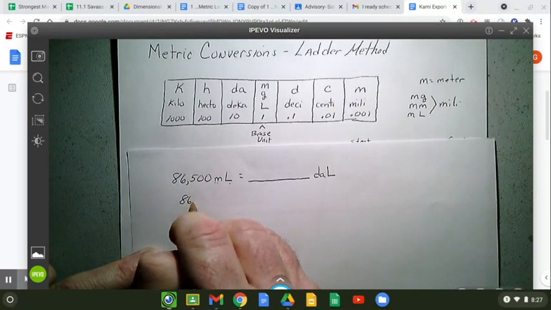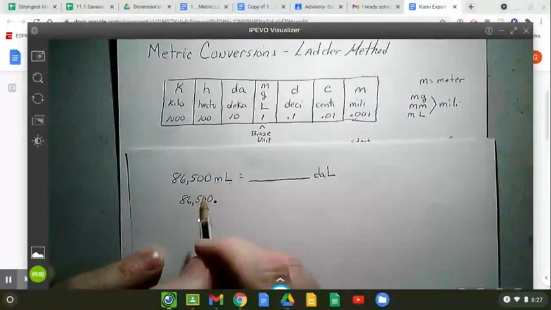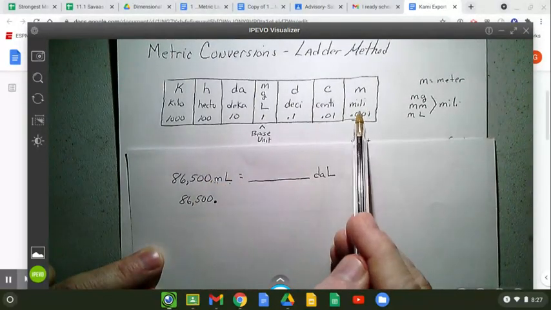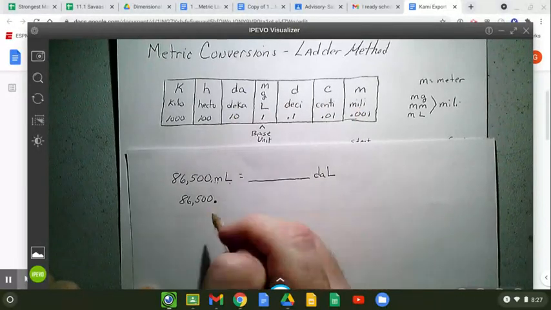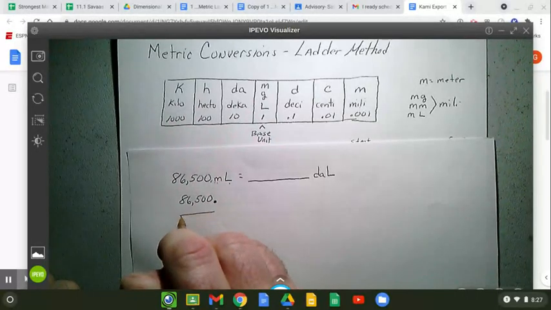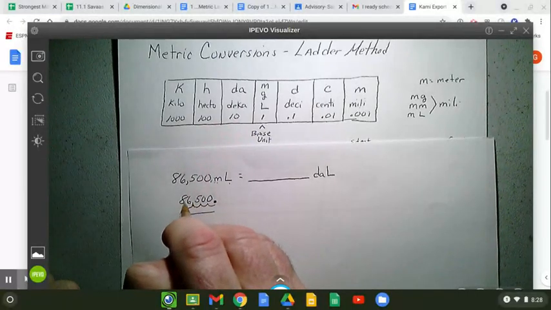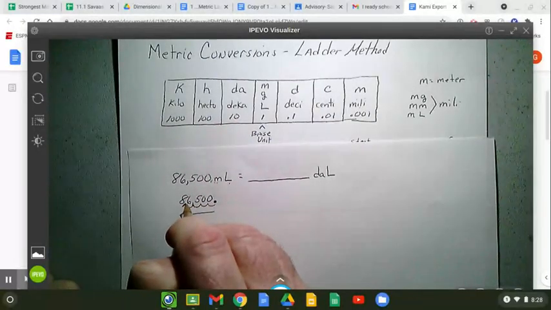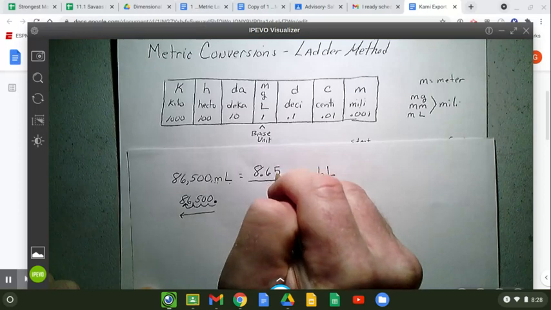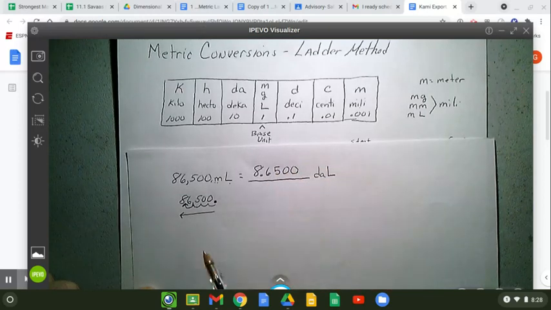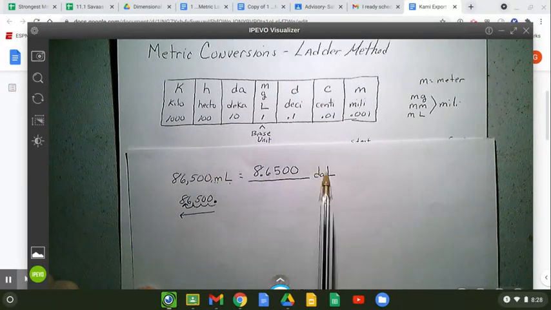So let's drop our number down and insert that decimal point. I'm going to be jumping from milli to deca. It looks like I'm going to the left: 1, 2, 3, 4. So I'm moving the decimal point 4 times to the left. Here we go: 1, 2, 3, 4. So now my decimal point goes between the 8 and the 6. I have to make sure I put it between the 8 and the 6, and then finish up my numbers. So 86,500 milliliters equals 8.65 decaliters.